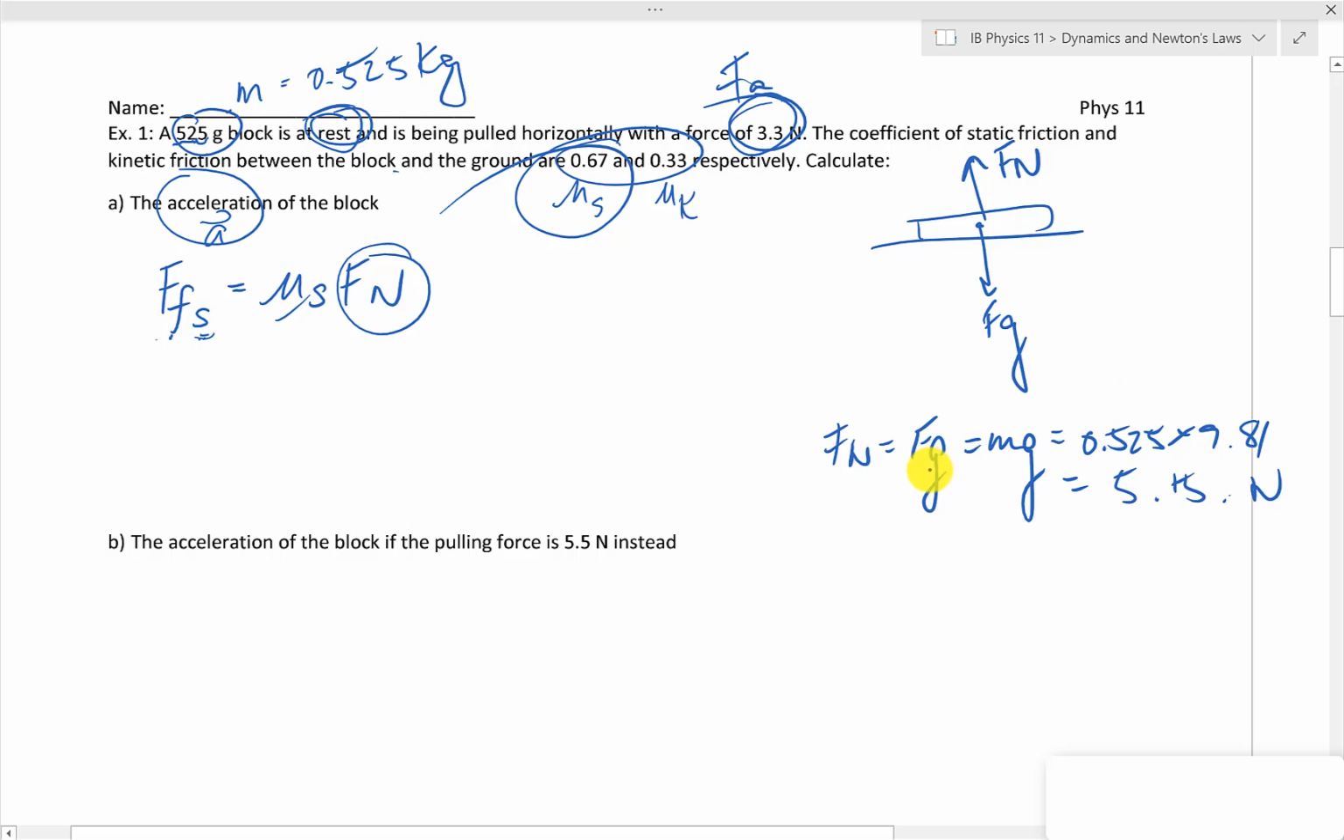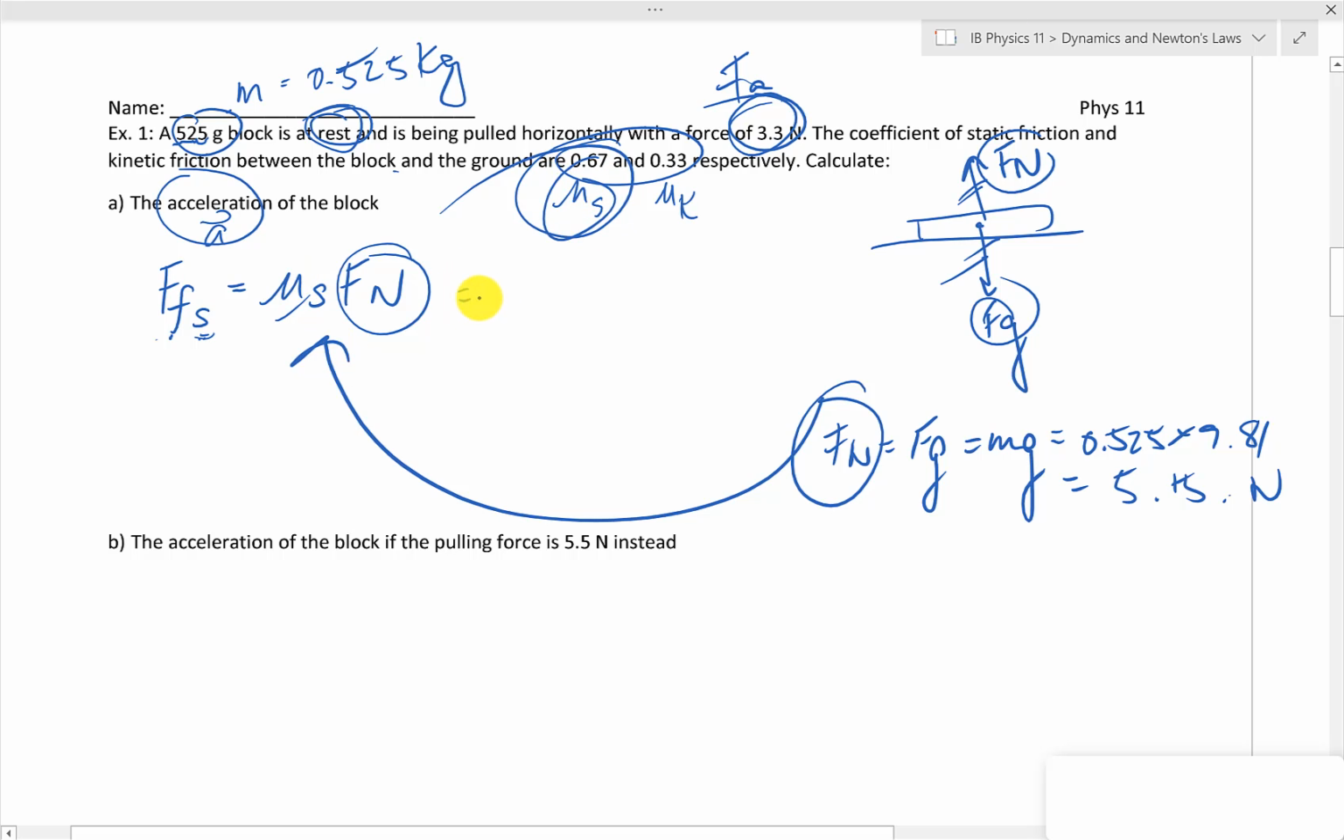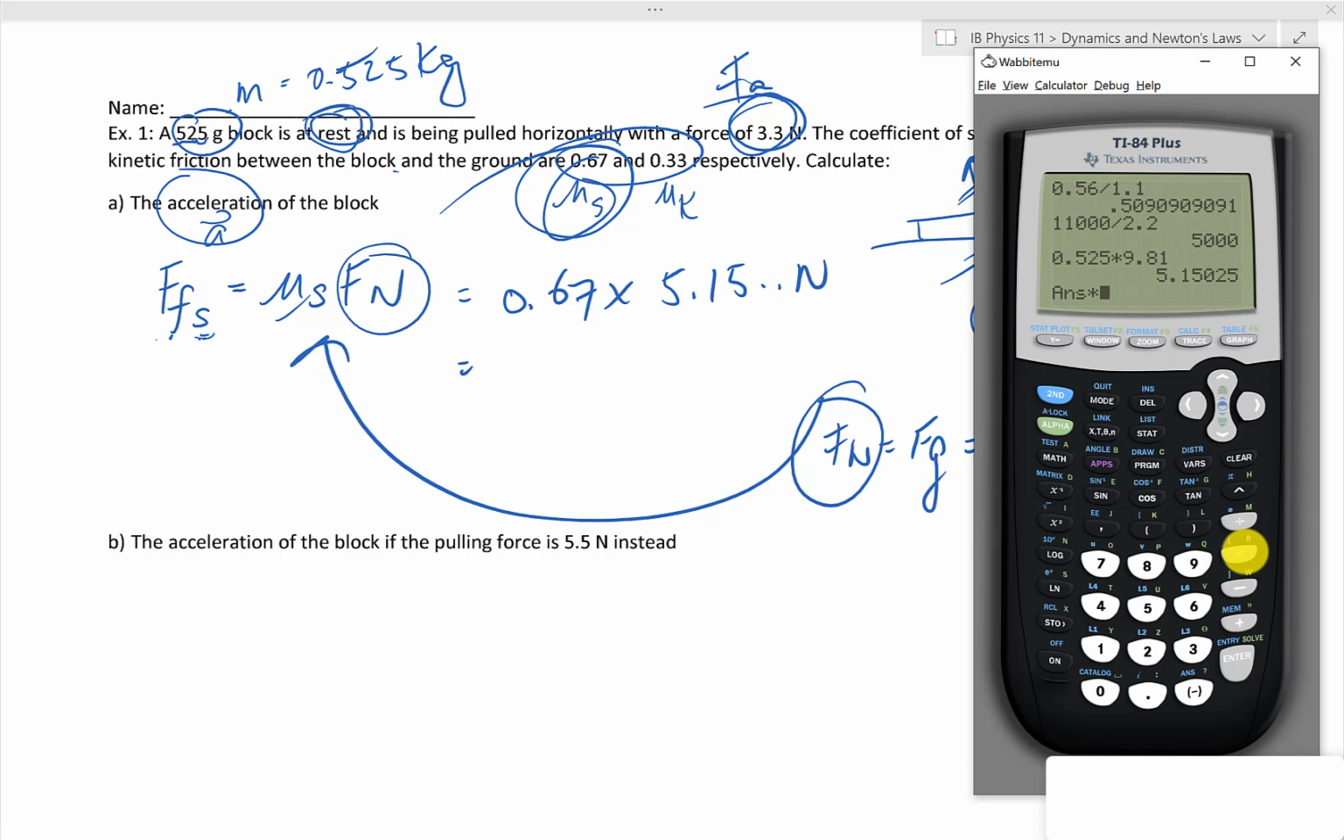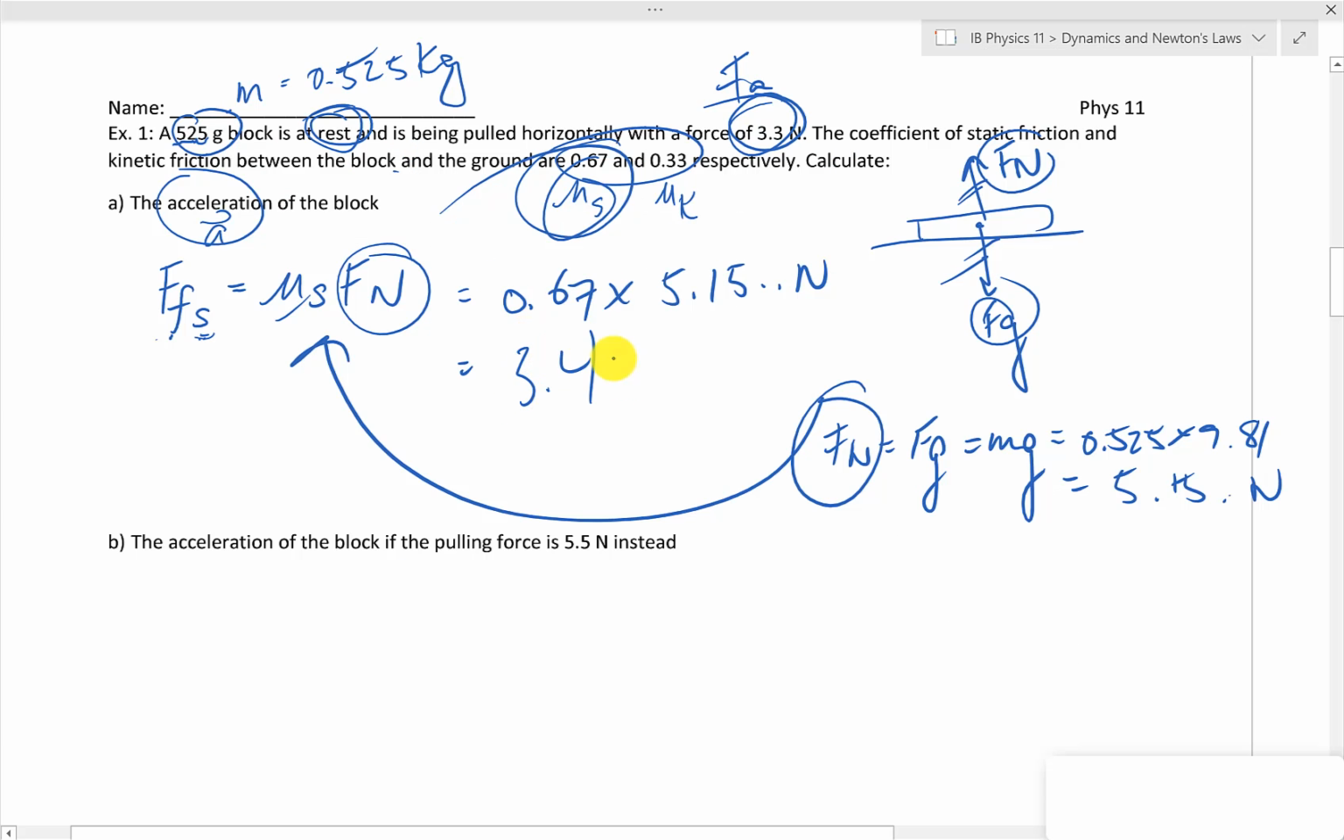Then we know the F_g, which is our F_N, since they're one and the same. We are going to substitute it in this equation here with the mu s to figure out how much force we actually need. So that's 0.67 times 5.15, etc. newtons. We get 3.45 newtons, which 3.3 is just shy of, meaning 3.3 newtons is not enough to get this block to start moving. And because of that, this block will not move. The acceleration then must be 0.